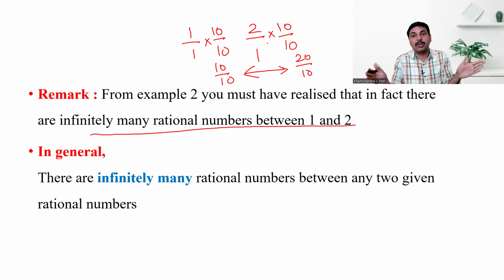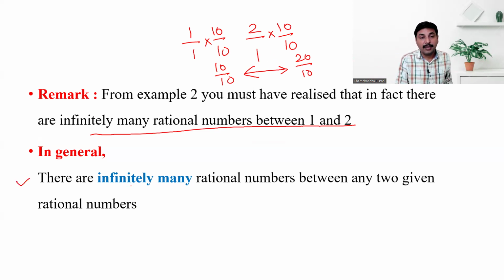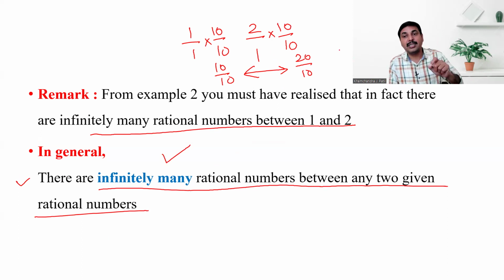So infinite number of rational numbers between two numbers. So this is the generalization: there are infinitely many rational numbers between any two given rational numbers. So this is very important, my dear friends. This concept will help you to answer questions like filling the blanks. How many rational numbers between two rational numbers? So your answer is infinitely many.